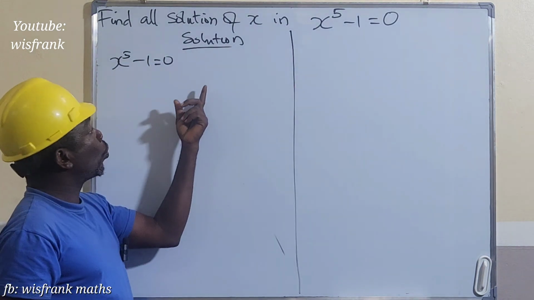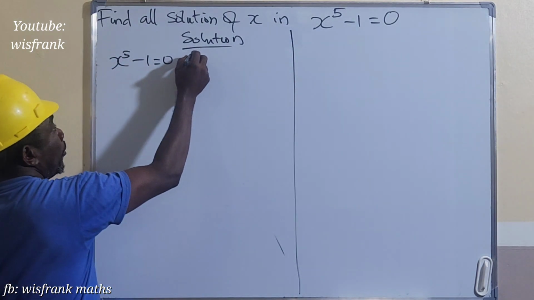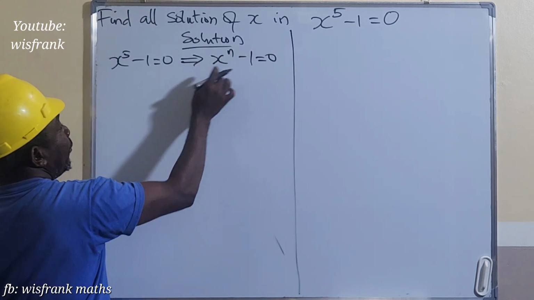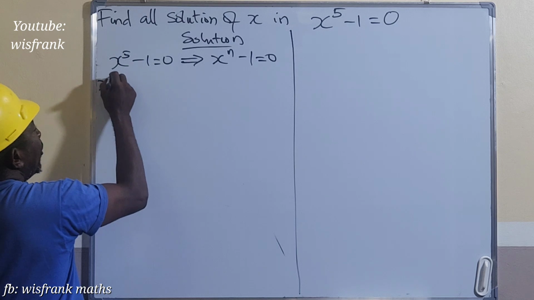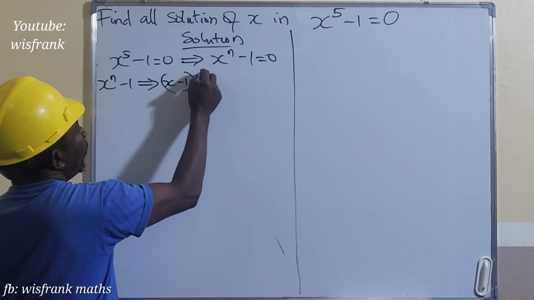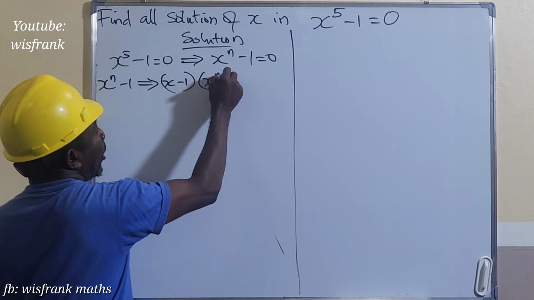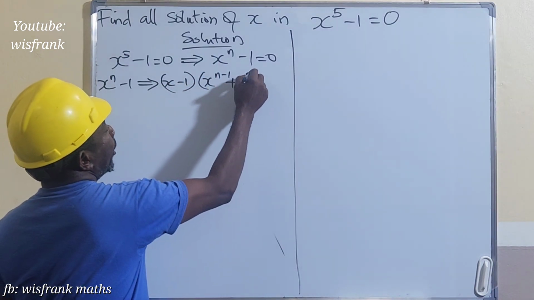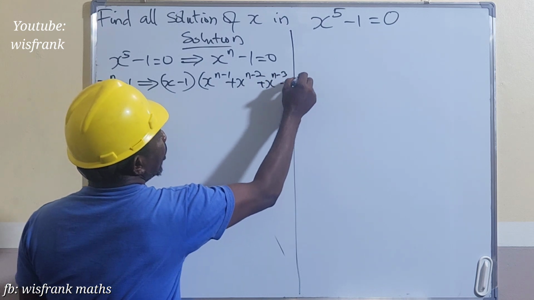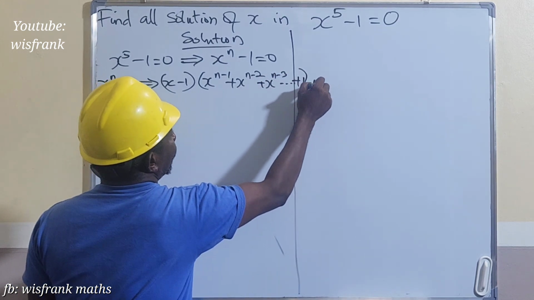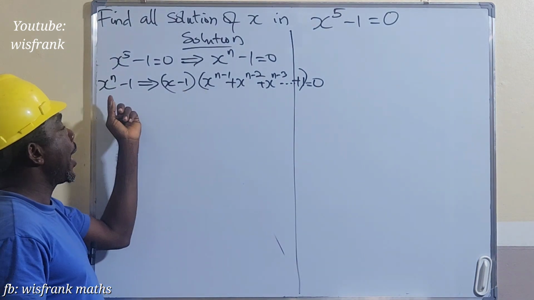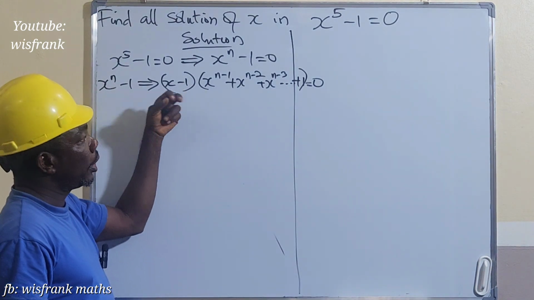If we have an equation in the form x to the power of n minus 1 equals 0, x to the power of n minus 1 is the same thing as x minus 1 into x to the power of n minus 1 plus x to the power of n minus 2 plus x to the power of n minus 3, till you have plus 1, all equals 0. So this is the format of the solution of x to the power of n minus 1.